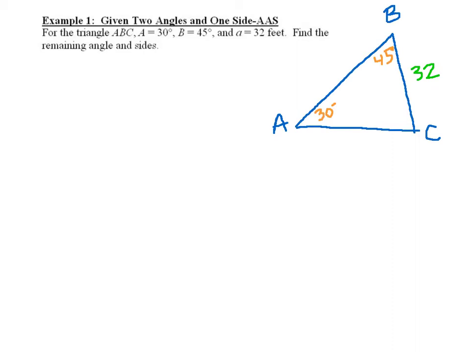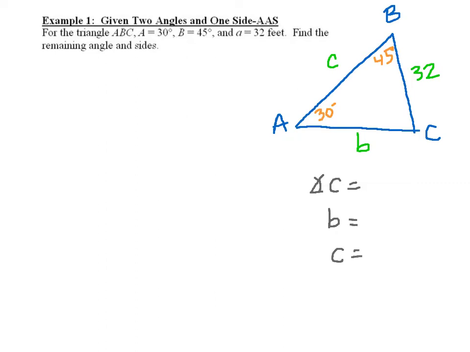What we need to find is side B, which will be across from angle B, so that means it's going to be down here. We're also going to find side C, which would be across from angle C, so that's going to be side C over here. And then we also need to find angle C, so we're going to find out what this angle is down here. So let's write out what we need to find: angle C, and side B and side C.